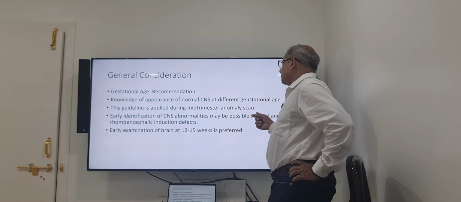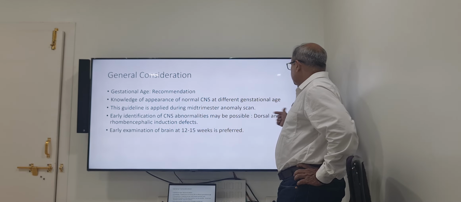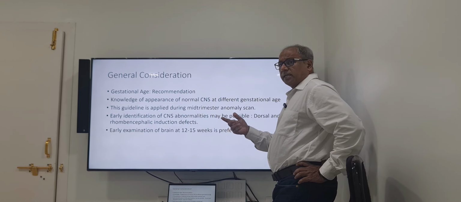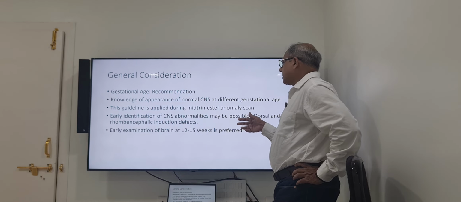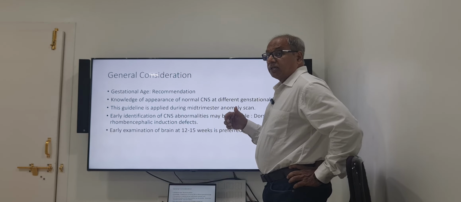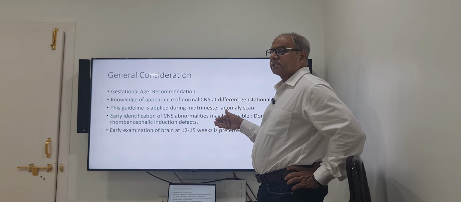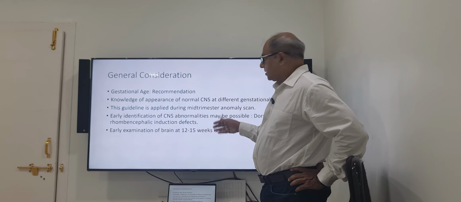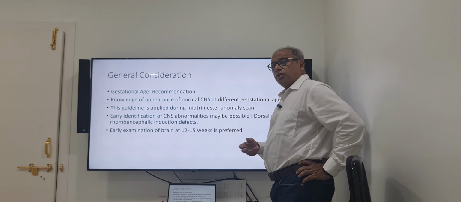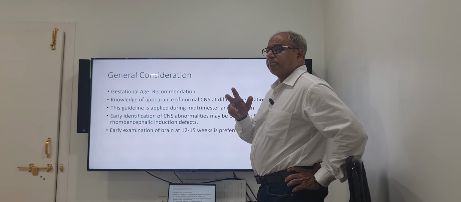Early identification of CNS abnormalities may be possible, dorsal and rhombencephalic induction defects. These can be seen in the very early part, like anencephaly, or a lot of things we can see. The early examination of the brain at 12 to 15 weeks is preferred. Now see, the ISUOG guideline tells that it is a mid-trimester scan, but in the same guideline, in the text, it has been written that early examination of the brain at 12 to 15 weeks is preferred. That means we should know the basic detail of 12 to 15 weeks appearance of the fetal brain.